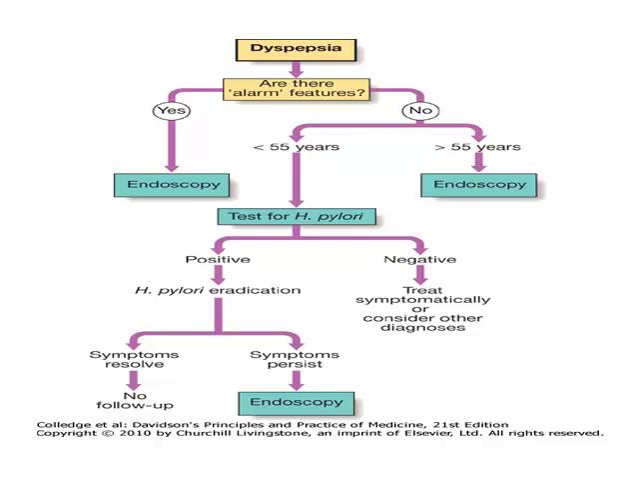In case that the patient is less than 55 years old, test for H. pylori. If the test for H. pylori is positive, then H. pylori eradication. After the H. pylori eradication, if the symptoms resolve, then no follow-up is needed. In case that the symptoms persist, then endoscopy is required. In comparison, when the test for H. pylori is done, if it's negative, treat symptomatically or consider other diagnosis.